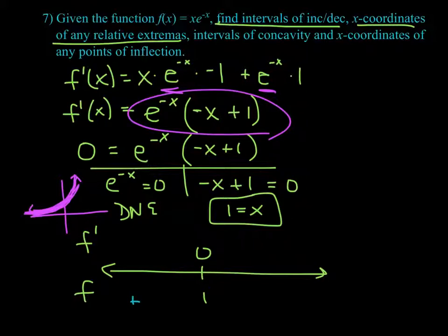And then negative 0, which would just be 0 plus 1, is also positive. So I would definitely say a positive times positive is a positive, and the function is going to be increasing before 1. Okay, after 1, so let's pick 2.